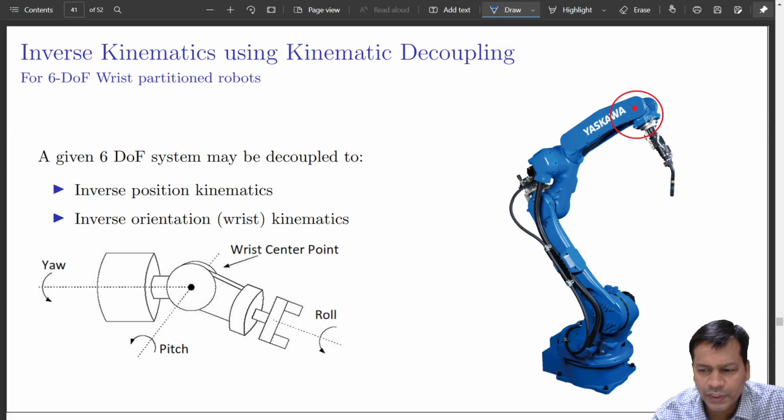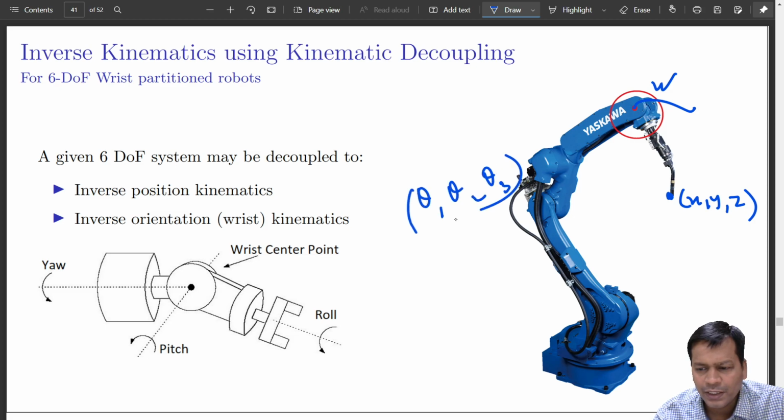So this point we have done. Given this end effector point x, y and z, I'll try to find out this point and get theta 1, theta 2 and theta 3. And using the orientation of this, I'll try to find out theta 4, theta 5 and theta 6.